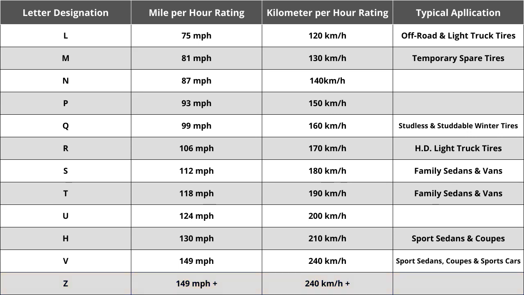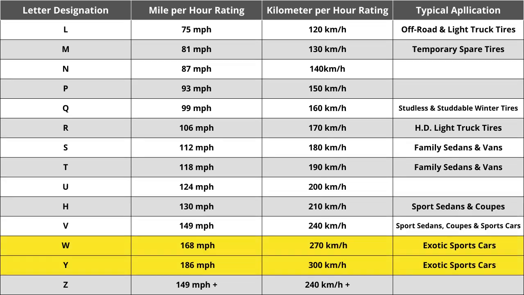While Z-speed rated tires are capable of speeds in excess of 149 miles per hour, how far above 149 miles per hour was not identified. That ultimately caused the automotive industry to add W and Y speed ratings to identify the tires that meet the needs of vehicles that have extremely high top speed capabilities. So the speed rating of Q in the case of this tire means that this tire is rated for speeds of 99 miles per hour or 160 kilometers per hour.